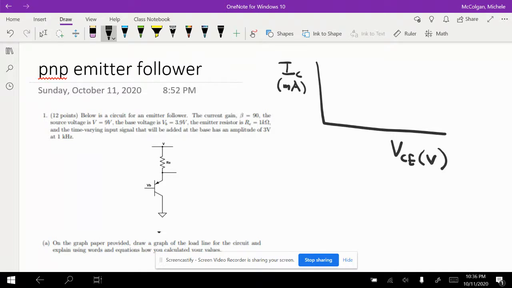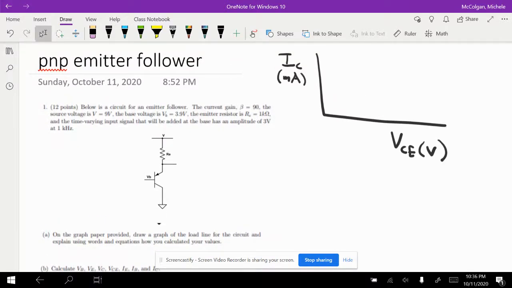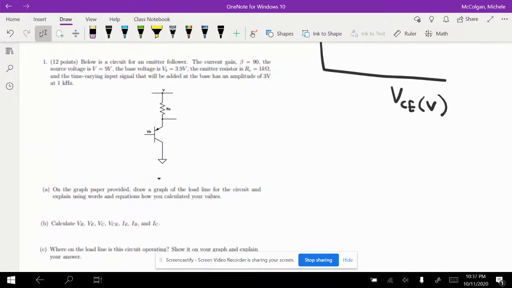And so remember, our load line really shows us our limits of how our circuit operates, and it's limited by the DC components, the resistors that are attached to our circuit. So what we want to do is think about cutoff and saturation. So our cutoff situation helps us to define what our max VCE is.